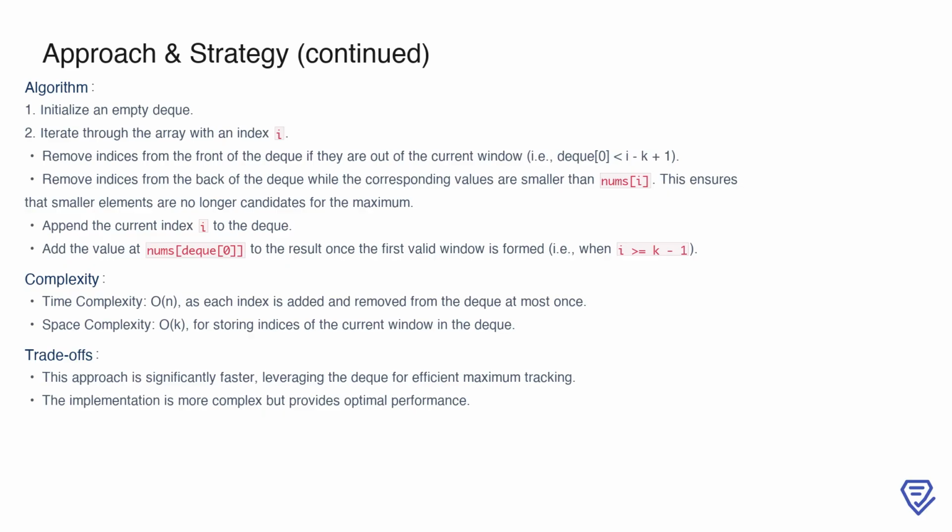By efficiently managing the deque in this way, we avoid redundant comparisons and achieve a linear time complexity of O(n), since each index is added and removed from the deque at most once. The space complexity is O(k), which is the maximum size of the deque, as it only stores indices within the current window. Although the implementation is slightly more complex than the brute force method, it provides a significant performance boost, making it a highly efficient solution.